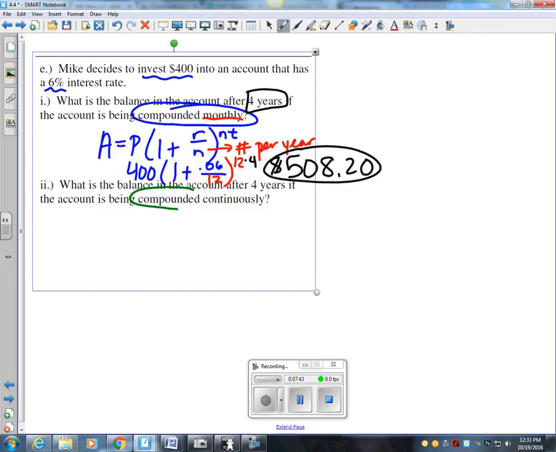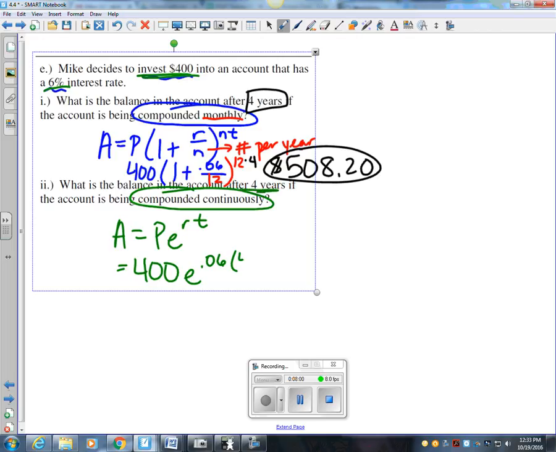Okay. All right, what is the balance in the account after 4 years if the account is being compounded continuously? So that's going to change your formula. That's going to be A equals Pe to the rt. Once again, you're still using this top number. $400 is your P, your rate is still 6%, and the time is 4 years. So you type that in your calculator. Remember the e button is second divide. And for this one, you get $508.50.